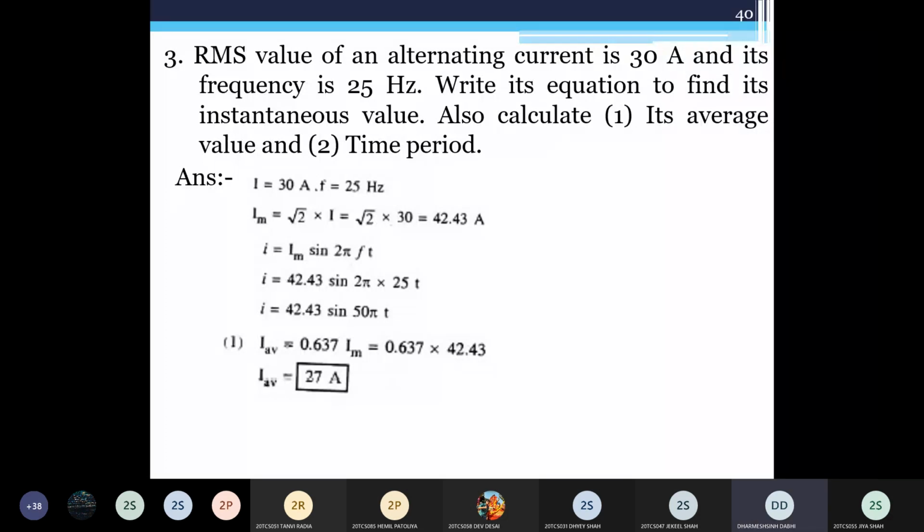All of you got this answer? Yes, sir. Okay. Next, time period is how much? How to calculate time period? 0.04 seconds. Yes, 1 upon frequency, 1 upon f. So f is given 25, so it's 0.04 second. Clear? Here is my printing mistake. It is written 0.01 second, but the actual answer is 0.04 second. Clear? 1 by 25. So here the example is over.